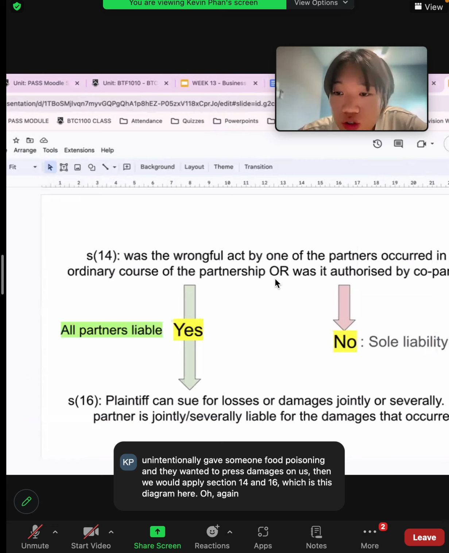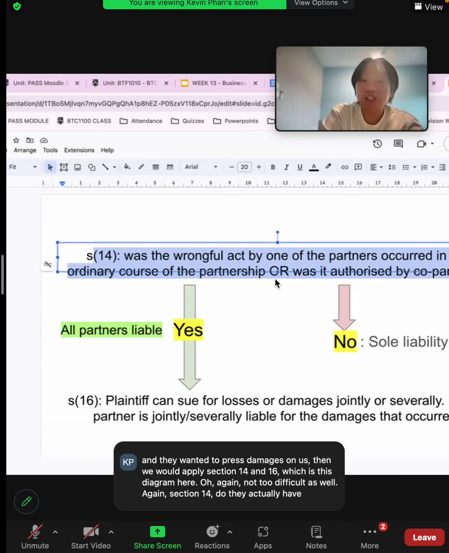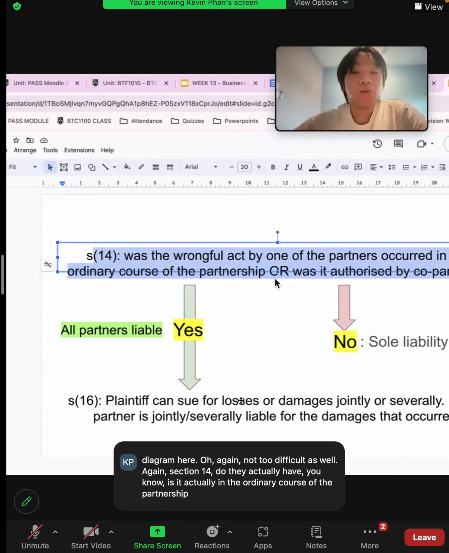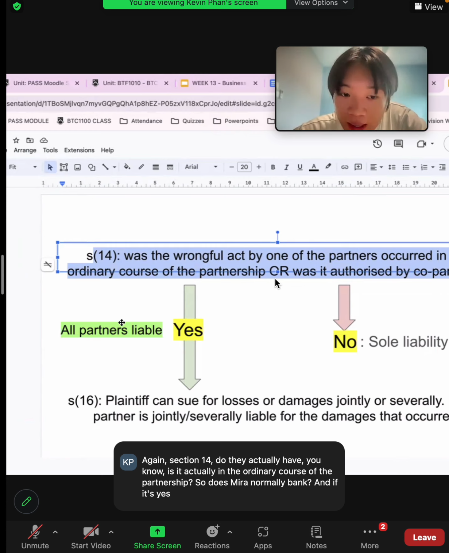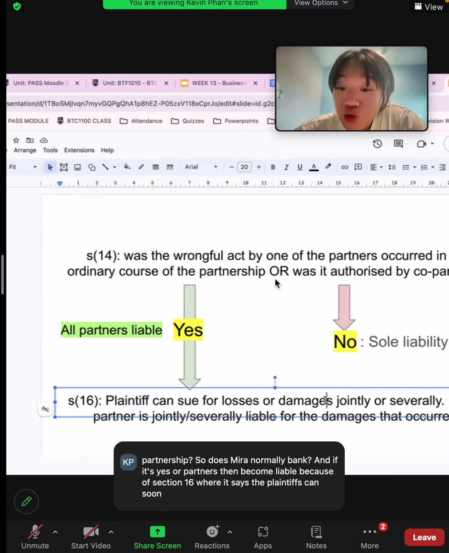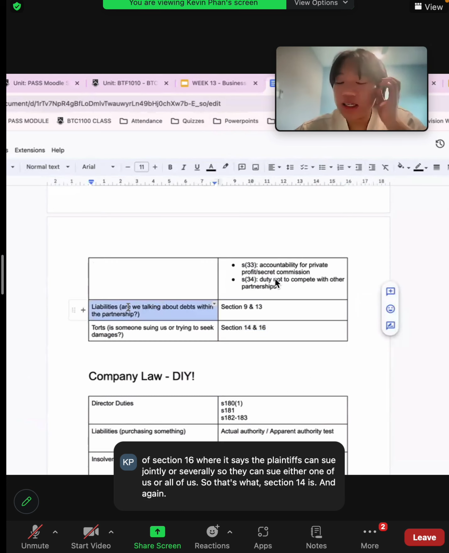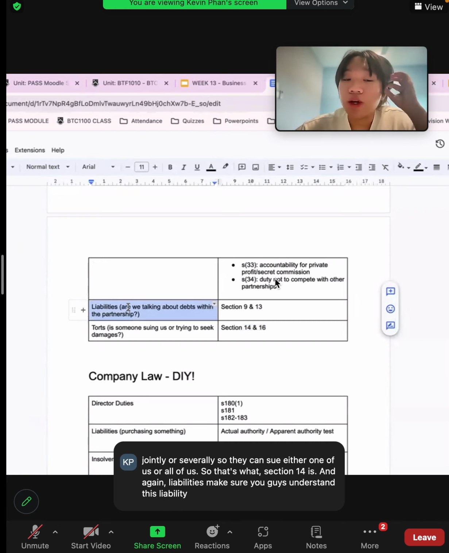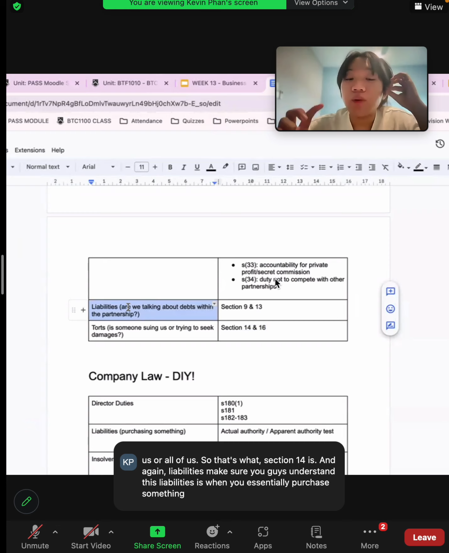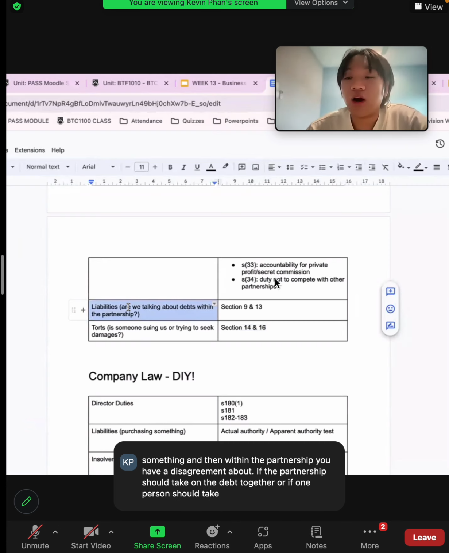Again, not too difficult. Section 14: is it actually in the ordinary course of the partnership? So does Mira normally bake? And if it's yes, all partners then become liable because of section 16, where it says the plaintiff can sue jointly or severally. So they can sue either one of us or all of us. So that's what section 14 is. And again, liabilities, make sure you understand this. Liabilities is when you essentially purchase something and then within the partnership, you have a disagreement about whether the partnership should take on the debt together or if one person should take on the debt themselves.